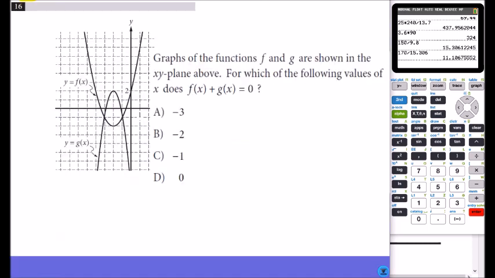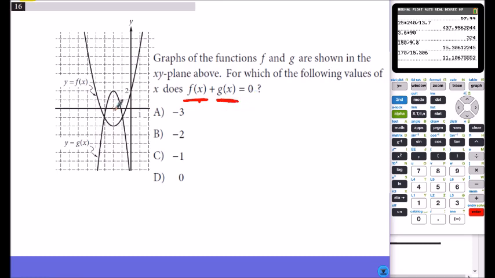Question 16: graphs of the functions f and g are shown in the xy-plane above. For which of the following values of x does f(x) plus g(x) equal 0? So that means they will cancel out. One will be -2 plus 3, then it will give you 0, right? So you're looking for the same distance from 0.